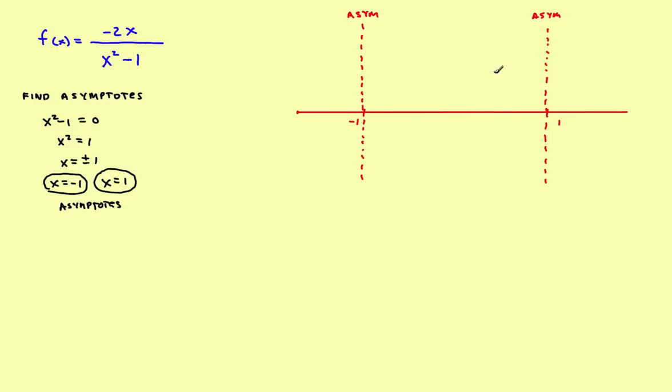So that will help us divide this thing up into intervals to find out what's going on in each interval. Okay, now that we've got the asymptotes taken care of, now we'll go back and run through the steps in this solution. So let's take a look at the steps.